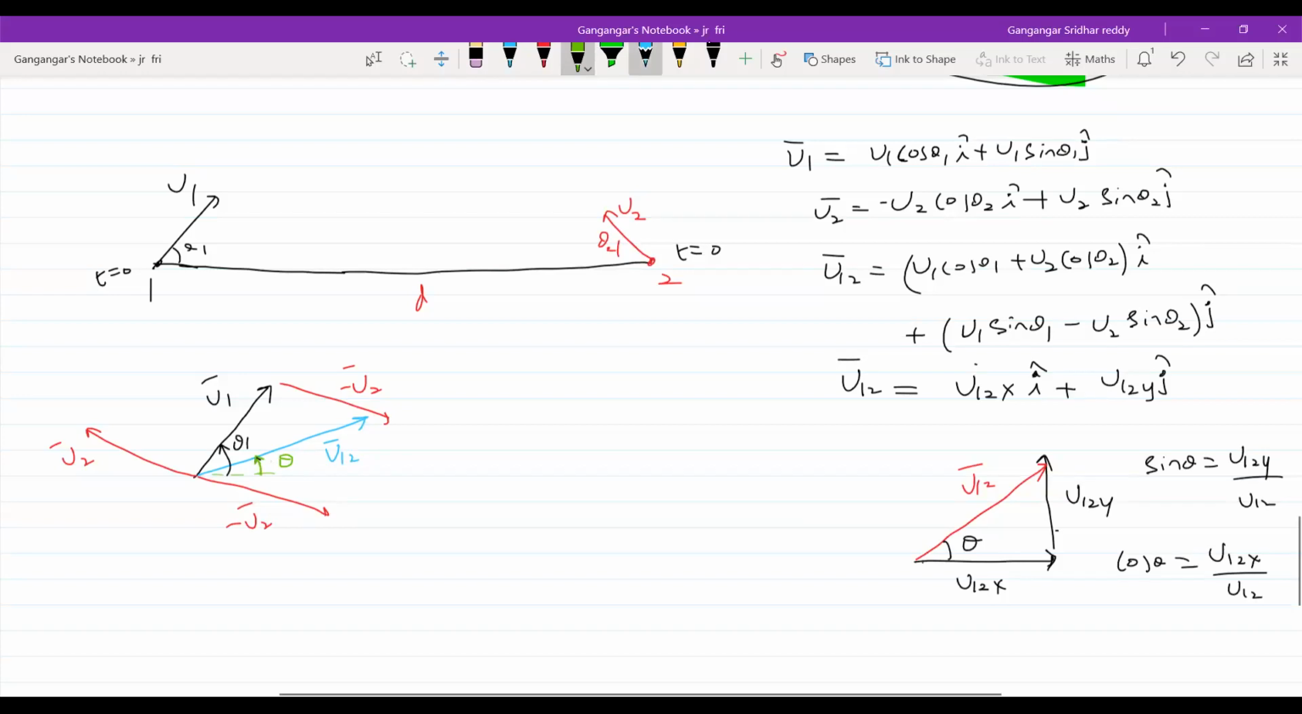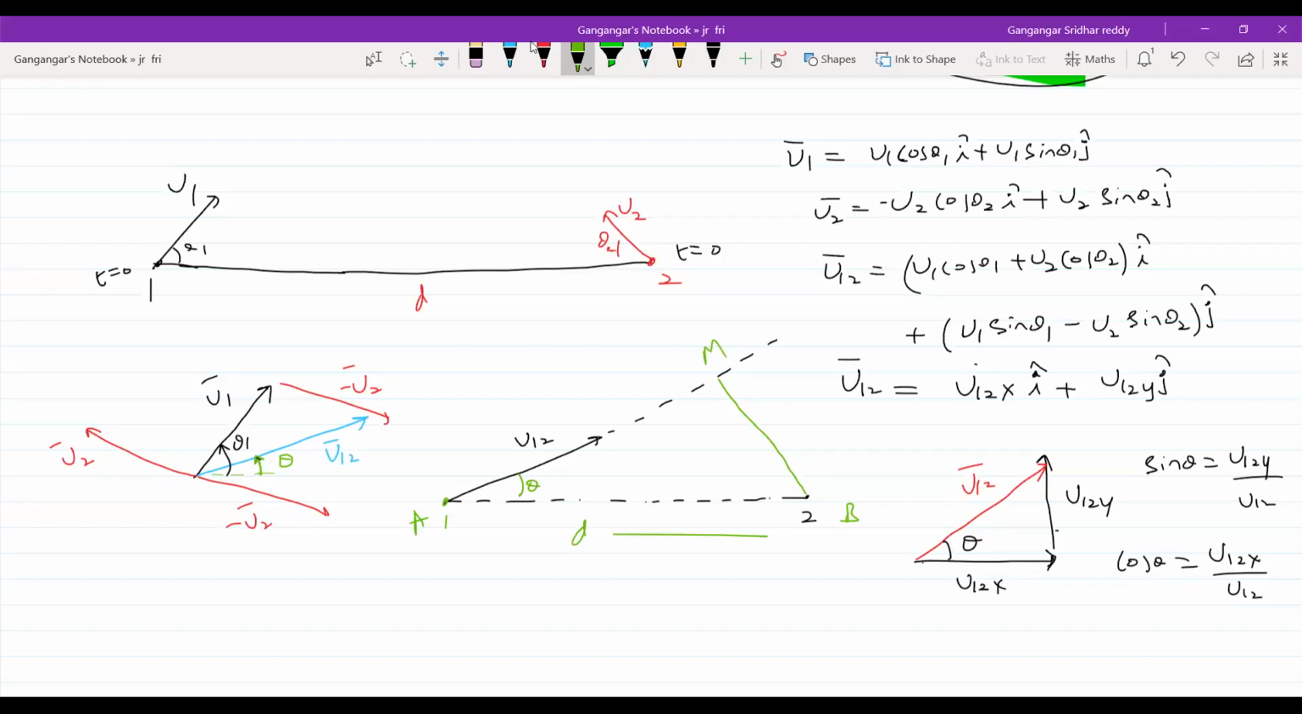So here, 1 will move with a velocity u12. And what I do, I'll keep the 2 at rest. So call this A, B, and let this be M. This is what? That's theta. And there's a distance D. Is this perpendicular? Yes, it is. So what is the minimum distance?